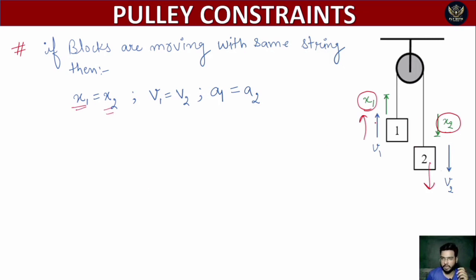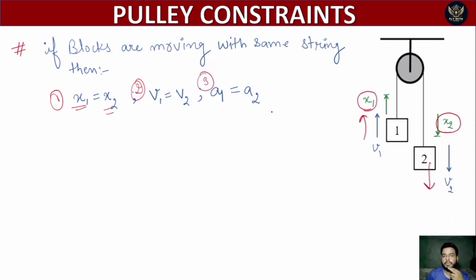जितना ये नीचे जाएगा उतना ही ये ऊपर जाएगा. The distance that it goes downwards, the same distance it goes upwards. That is why we can say that x1 is equal to x2. Now differentiating this equation with respect to time, we will get the relation between the velocities. And in the second case, the acceleration part, if we differentiate this equation with respect to time, we will get the relation between accelerations: a1 is equal to a2.